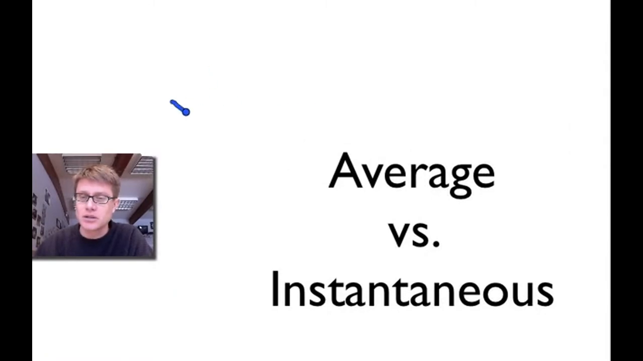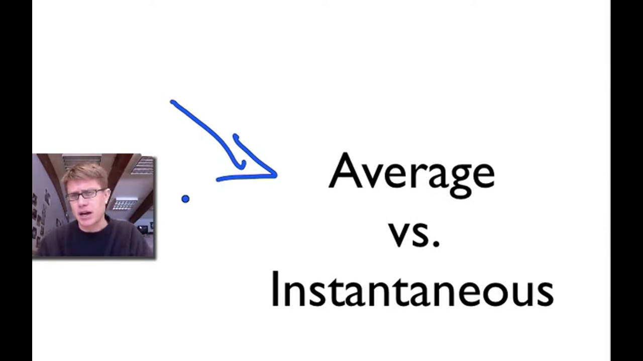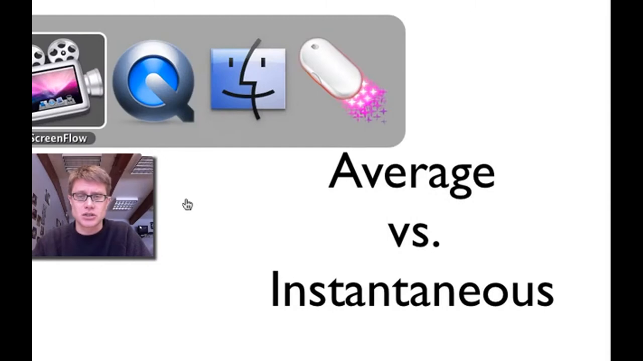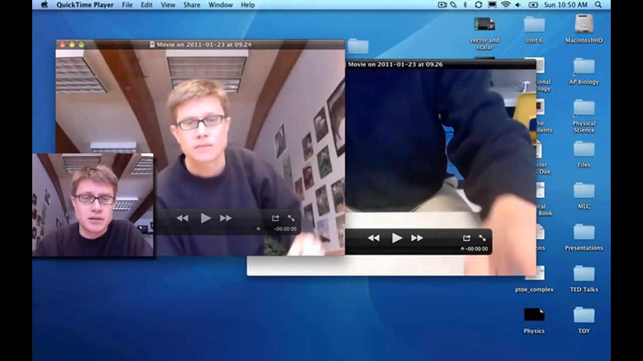Also, you should understand the difference between an average and an instantaneous velocity. An average velocity is looking at a certain period of time and saying how fast did it move during that period of time. But along that race of Usain Bolt, he has all these different instantaneous velocities that are a little bit different. And the best way to explain that is maybe with some videos that I just shot. So let me bring up one of these.